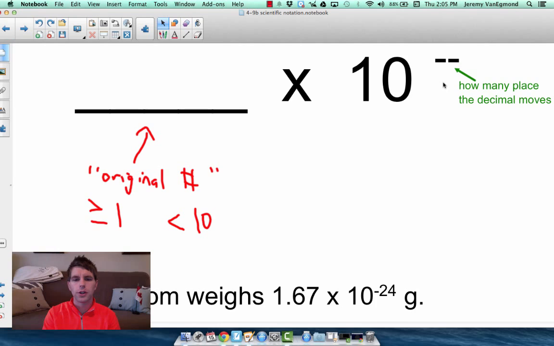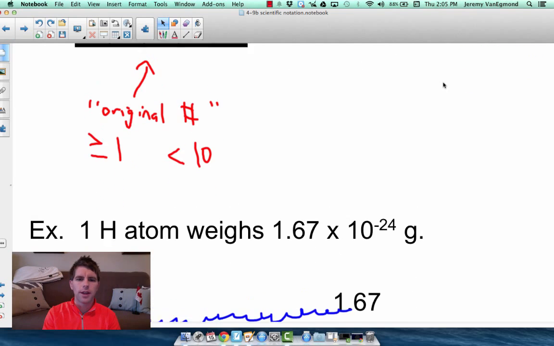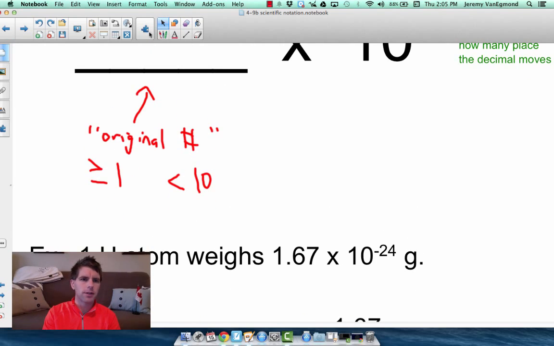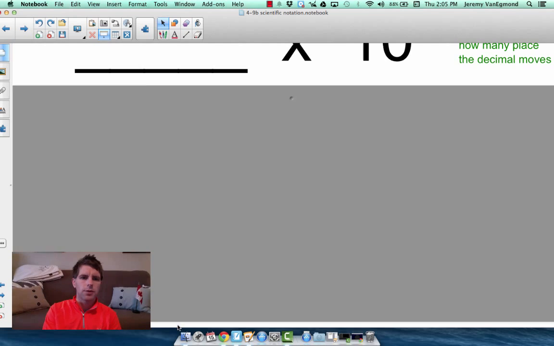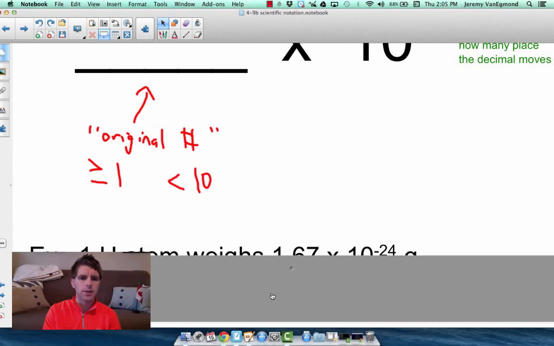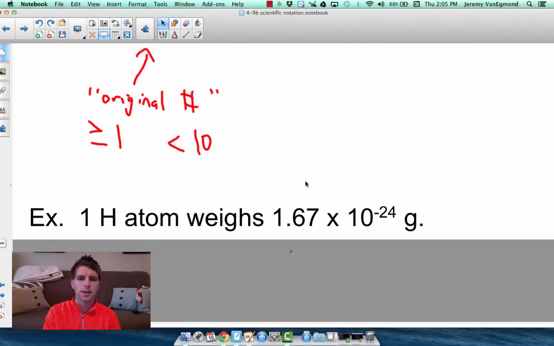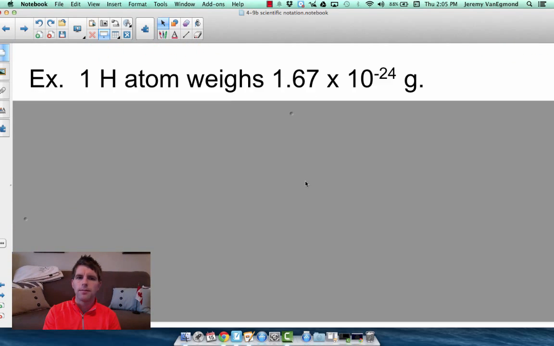And I just wanted to look at this number here that does mean something significant. We're going to talk about the hydrogen atom. This is the smallest atom, I believe, in the periodic table of elements. And its weight is described to be 1.67 times 10 to the power of negative 24 grams. Okay, so not 1 gram, but much less of a gram as a matter of fact.